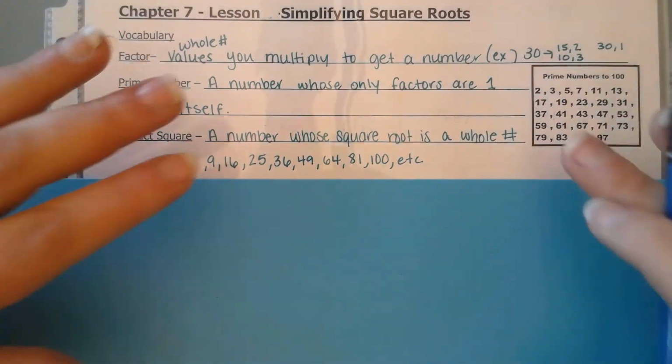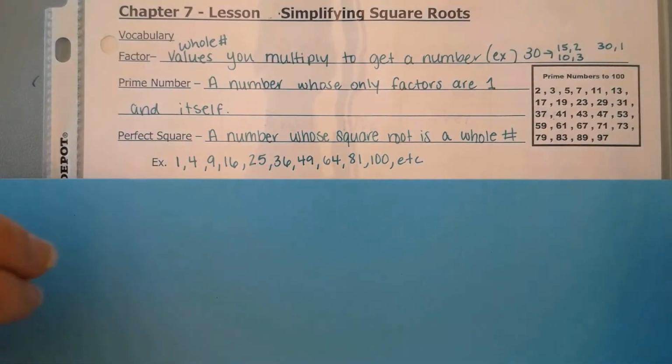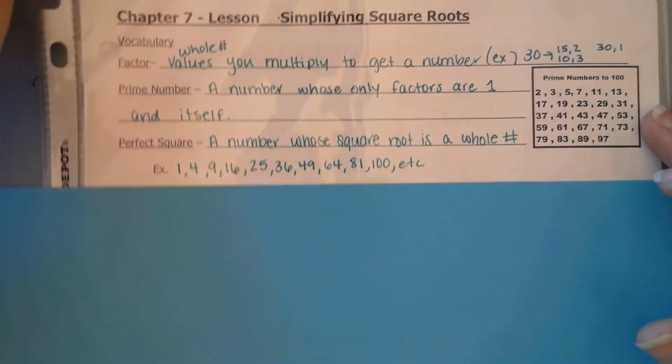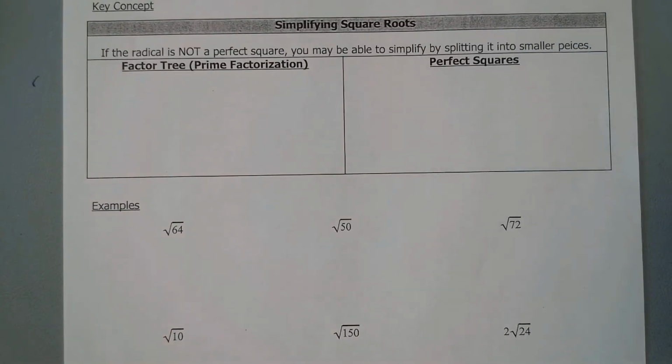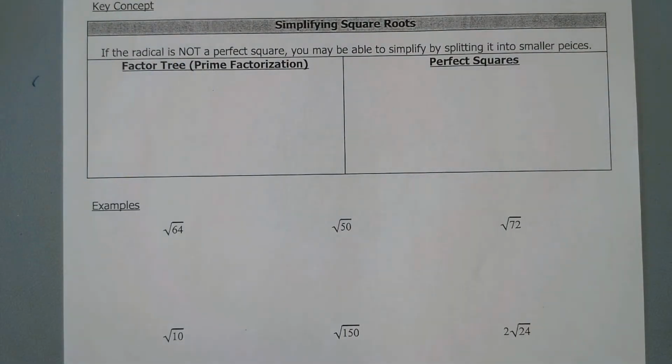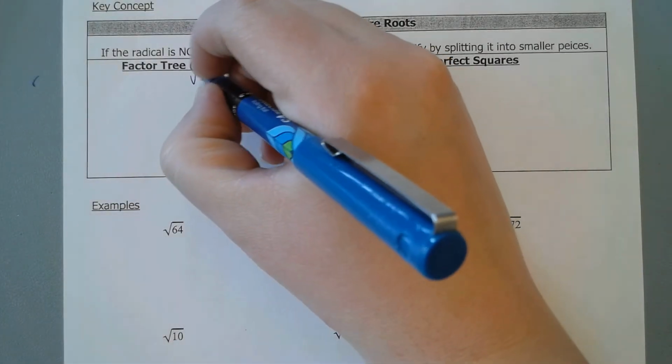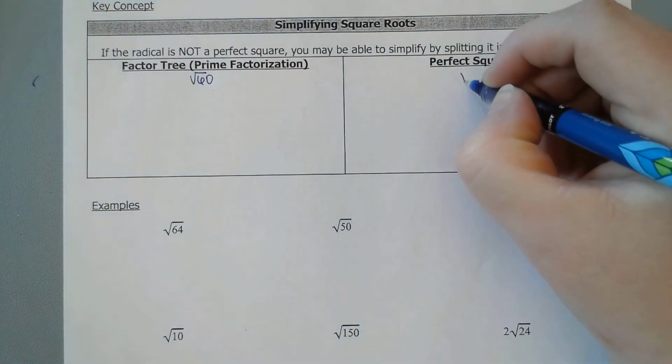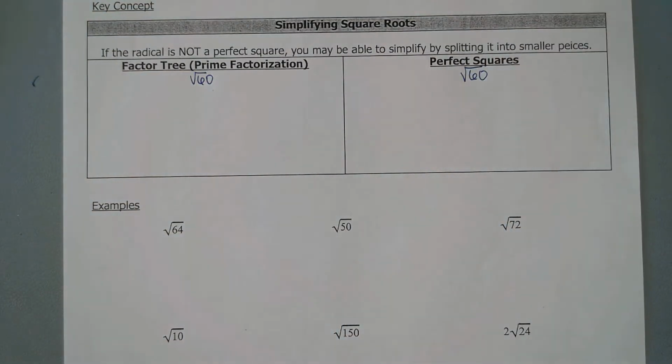Now we're going to take a look at these ideas and we're going to talk about how do I find the square root of something that is not a perfect square? How can I use factors and perfect squares to do that? So we're going to look at two different methods. The first method is called factor tree or prime factoring. The second method is perfect squares. We're going to take a look at the square root of 60 on both examples.